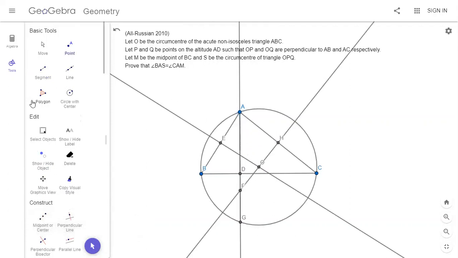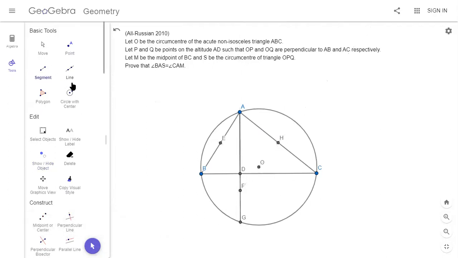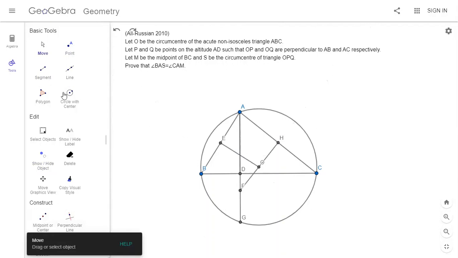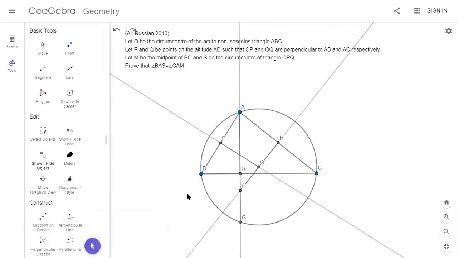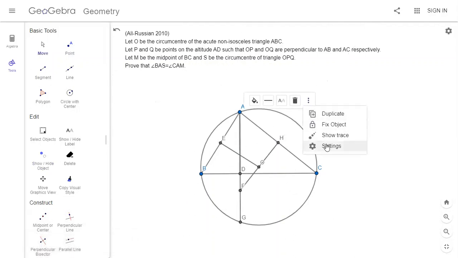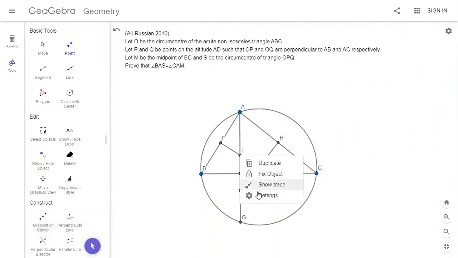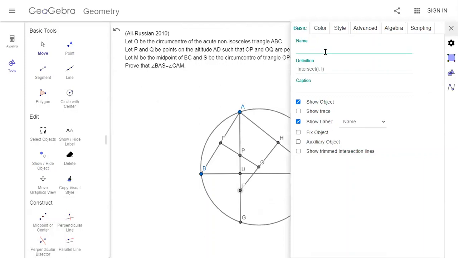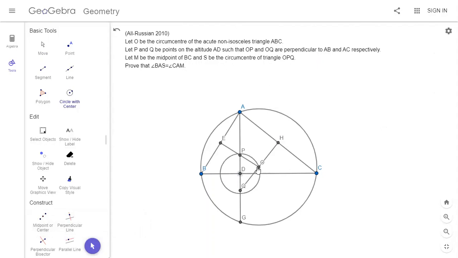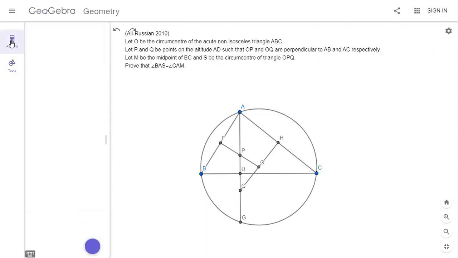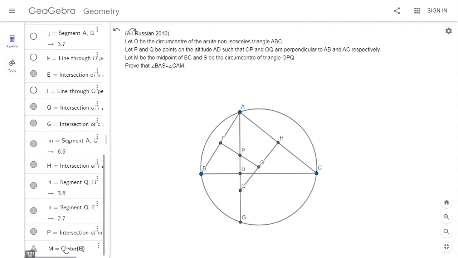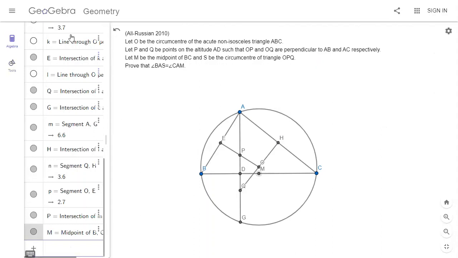I'll draw the midpoints. And now I can hide a bunch of stuff. So E and H are midpoints. P and Q, so this is, whoops. That's point P. I think there's a segment drawn twice. There we go. So this is P, and this is Q. I wonder if D is the midpoint of PQ. Nope, it's not. M is the midpoint of BC. S is the circumcenter of OPQ.